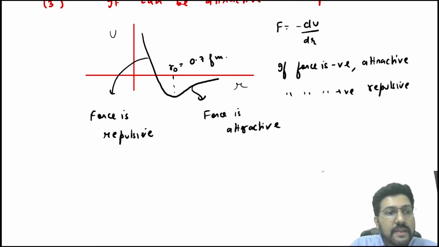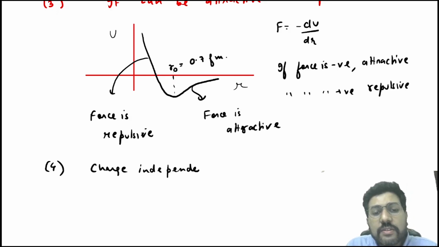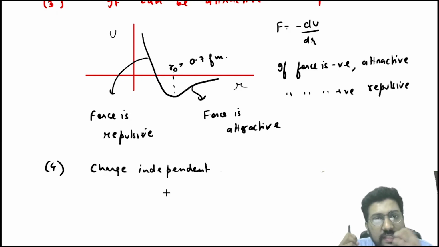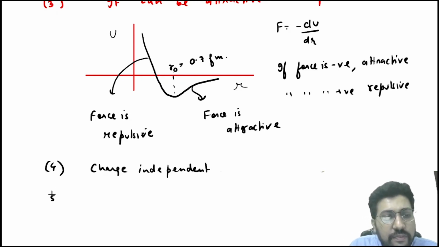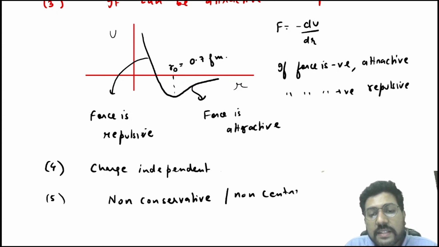Okay. Then we have seen that the nuclear force is charge independent. In fact, it is nucleon independent. Whatever be the nucleon, we have seen that the force between two nucleons is same. Then we have seen that the force is non-conservative and non-central. Non-conservative means what? Means work done in a closed path may not be zero. Okay. So non-conservative, and it is also non-central. That means it does not only depend on the separation between the two nucleons.